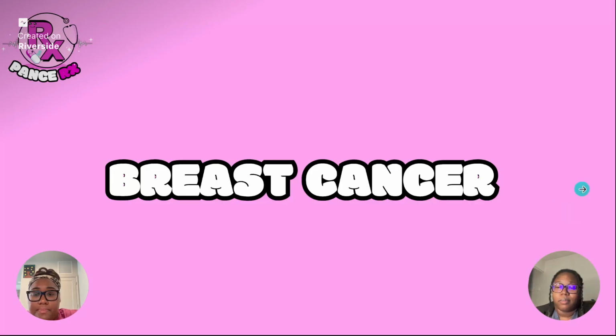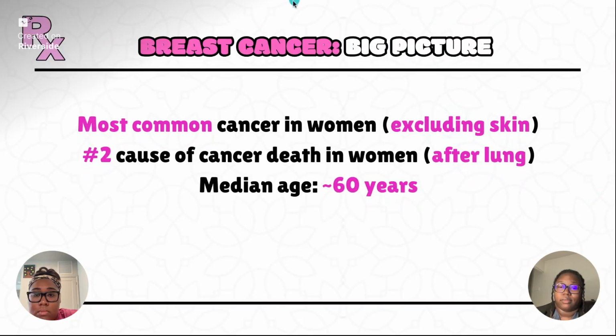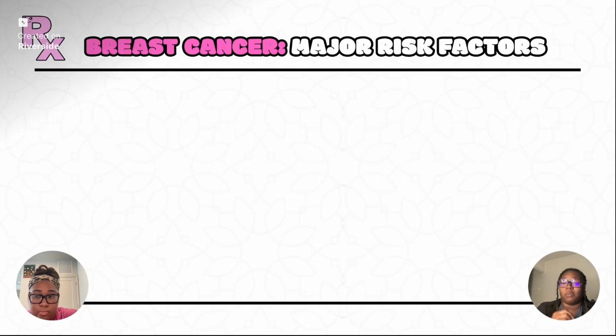Great. So, breast cancer, the big picture. We know it's the most common cancer in women, excluding skin cancer. And then it is the number two cause of cancer deaths in women after lung cancer. The median age for breast cancer is about 60 years old. So, Autumn, can you tell me some of the major risk factors?